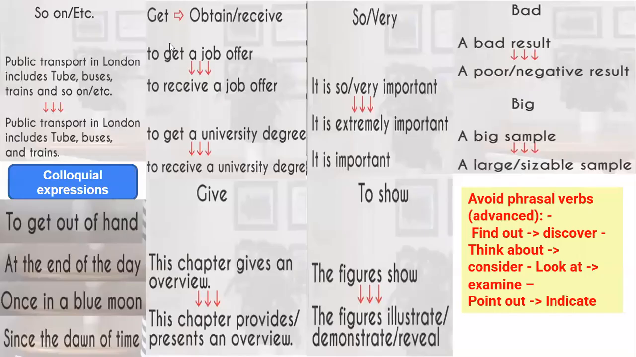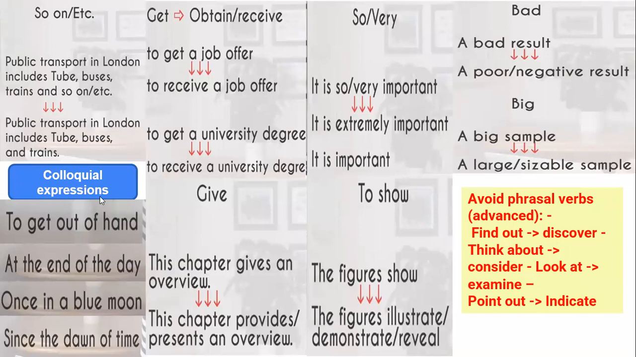Let me go through the other ones, like "and so on", "etc.". Now, public transport in London includes tube, buses, trains, and so on, etc. Now, public transport in London includes tube, buses, and trains. And you might need to stop here. You are not going to go for "etc." or "and so on". This is not a formal way of writing.